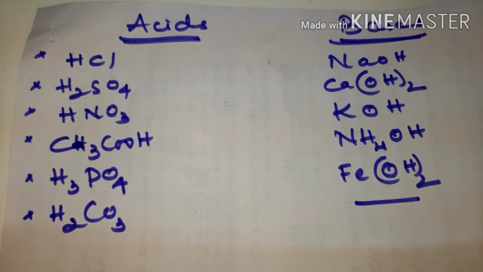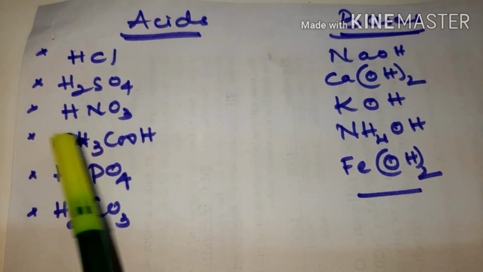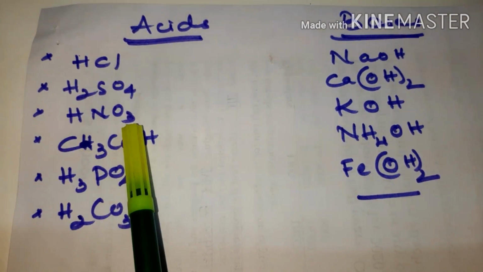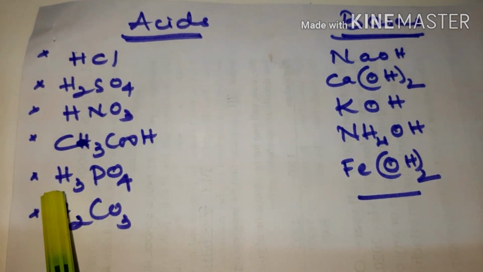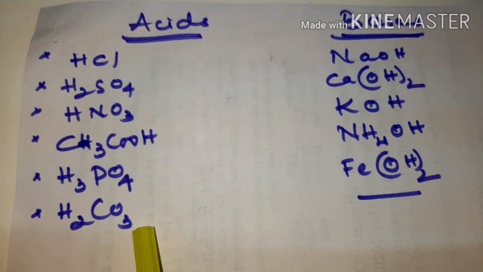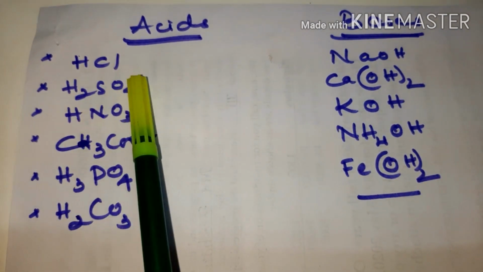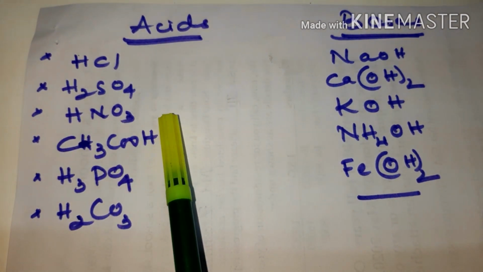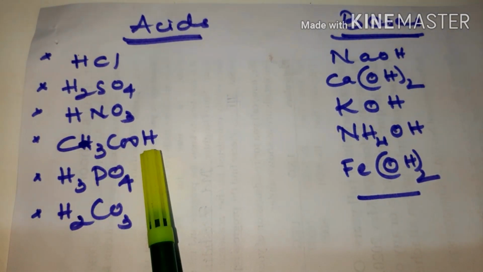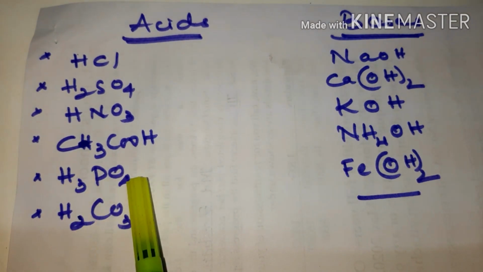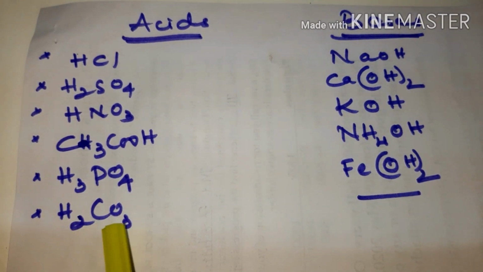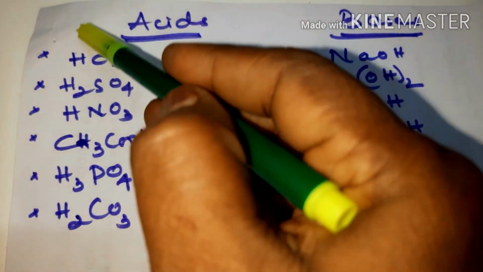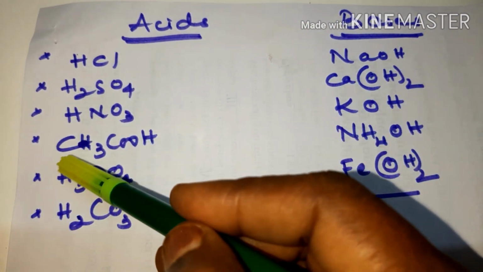So to know a given chemical is acid, first you have to see the chemical formula: HCl or H2SO4, HNO3, CH3COOH, H3PO4, H2CO3. These are all acids, children. HCl is hydrochloric acid, H2SO4 is sulfuric acid, HNO3 is nitric acid, CH3COOH is acetic acid, H3PO4 is phosphoric acid, H2CO3 is carbonic acid. So what do you see commonly in all these acids, children? It is the H atom you can see.